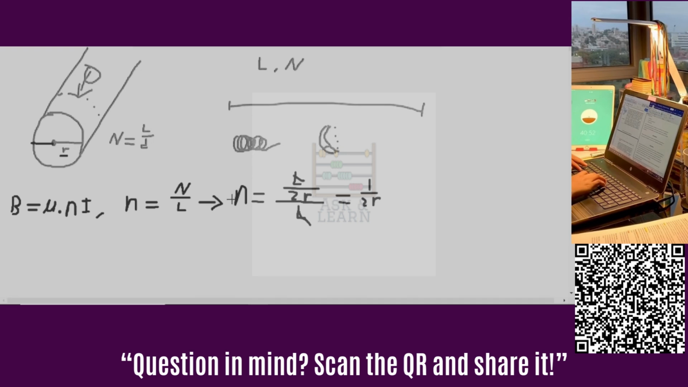That's our little n. So we can plug this back into our magnetic field equation. B is equal to mu naught times I divided by 2r.